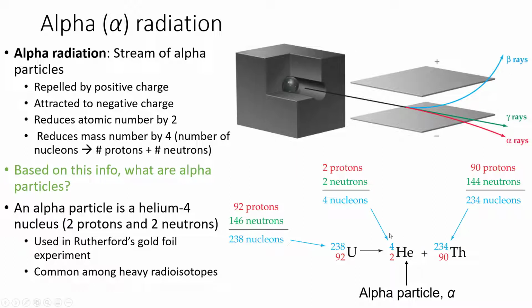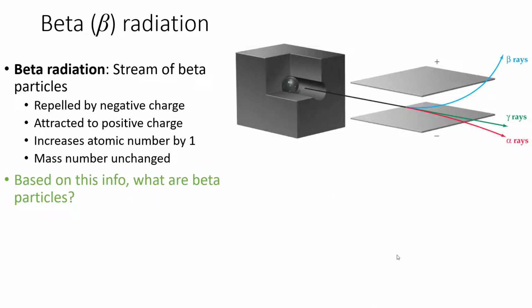So if you see this heavy alpha particle, a helium nucleus, sometimes you'll also see this written as an alpha term here instead of helium. So alpha looks like this. And the noteworthy thing is you're going to notice a mass of 4 and an atomic number of 2. That's alpha radiation. The next is beta radiation.